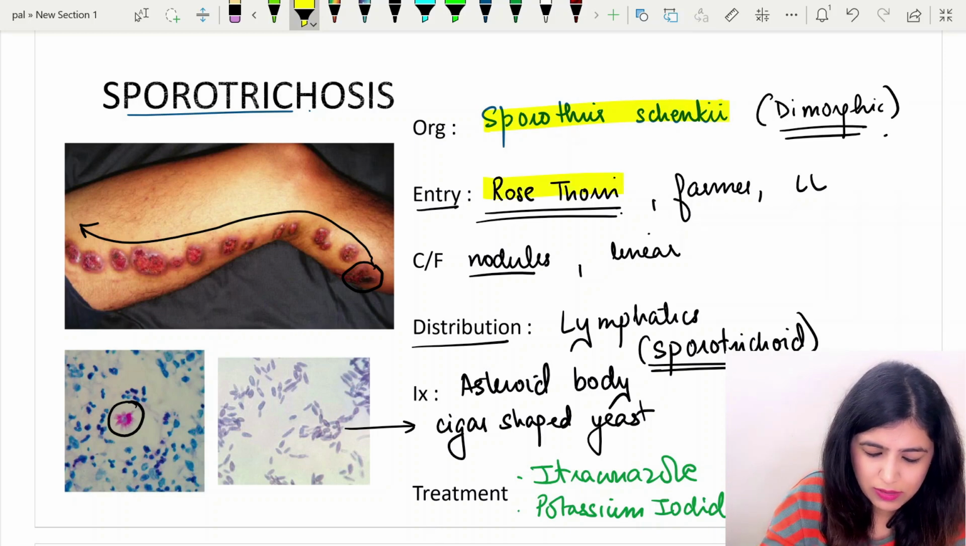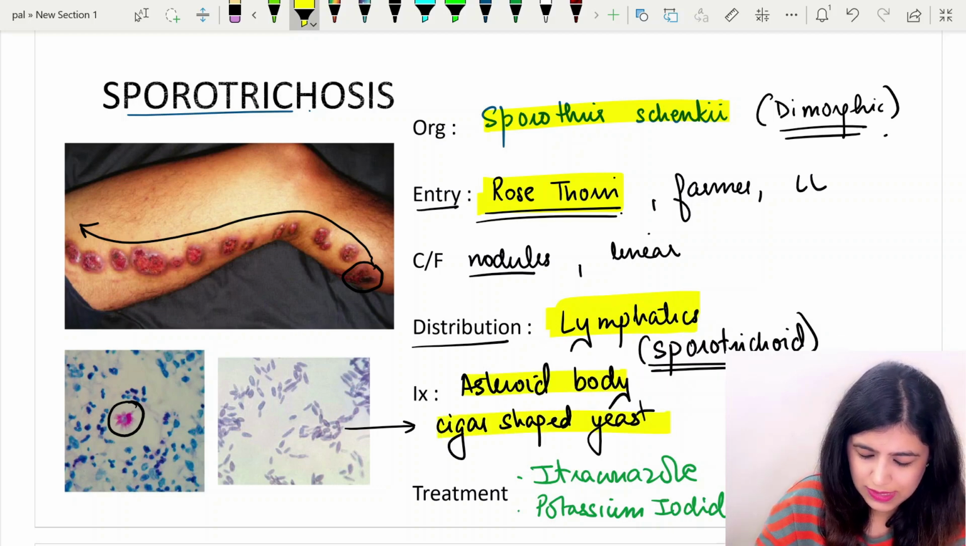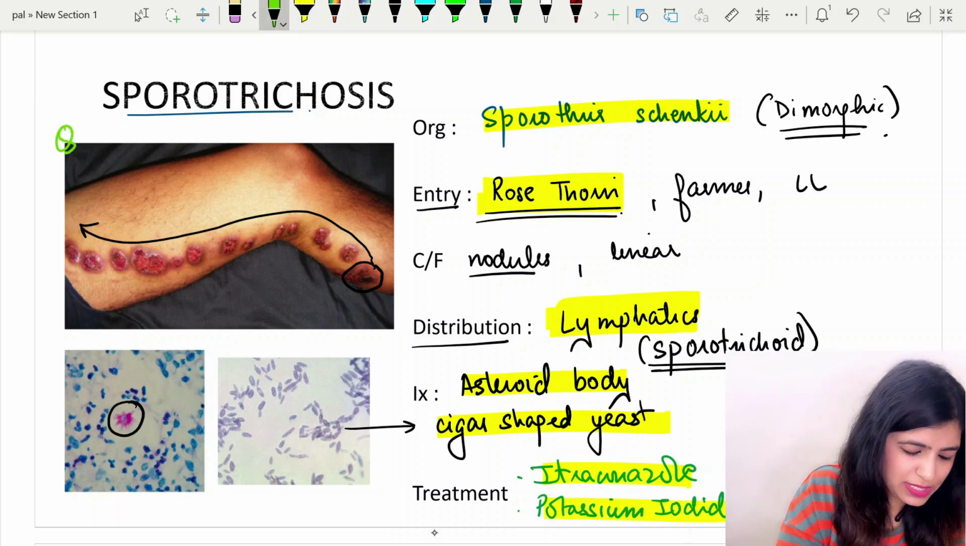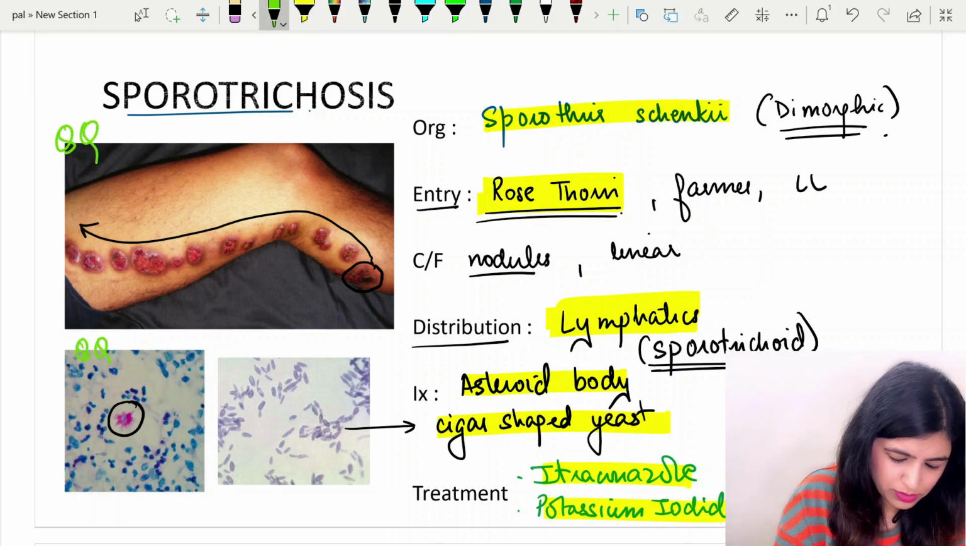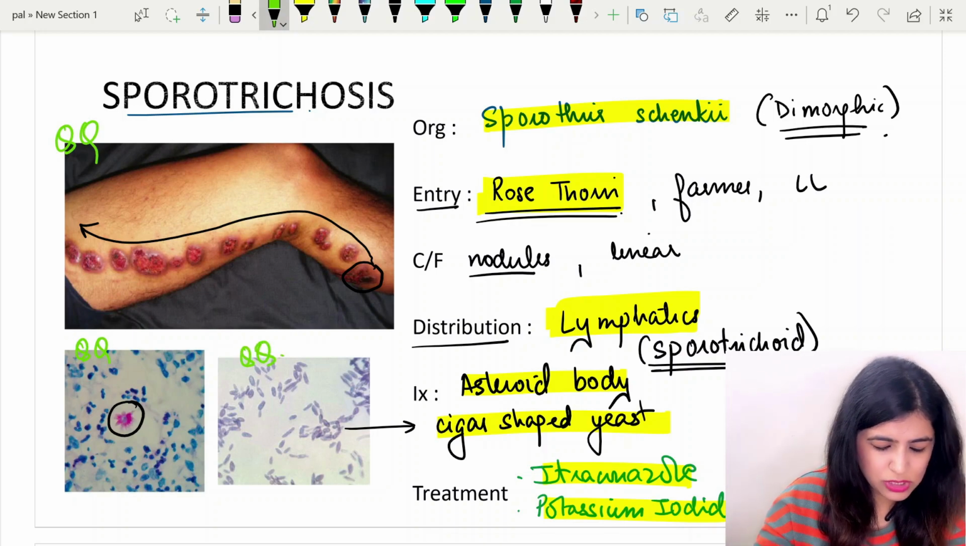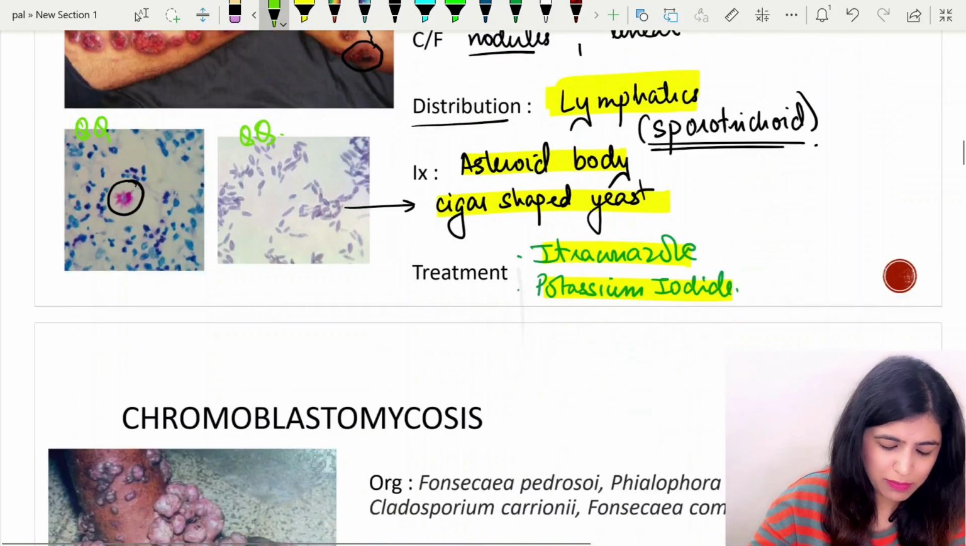Sporothrix schenckii enters through the rose thorn, forming nodules in a lymphatic pattern. You see asteroid bodies, cigar-shaped cells. Treat with itraconazole, potassium iodide. All of these could be important images. So all these images should be in your mind.